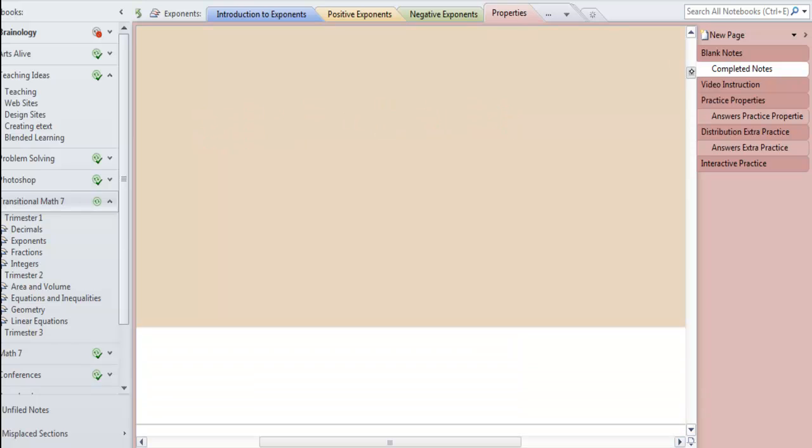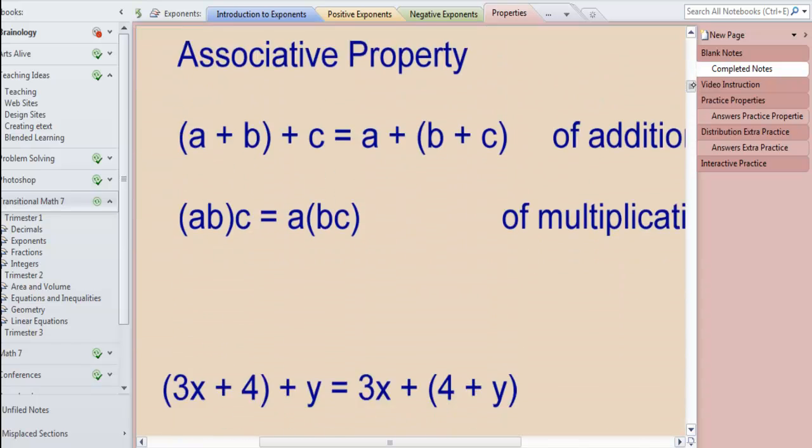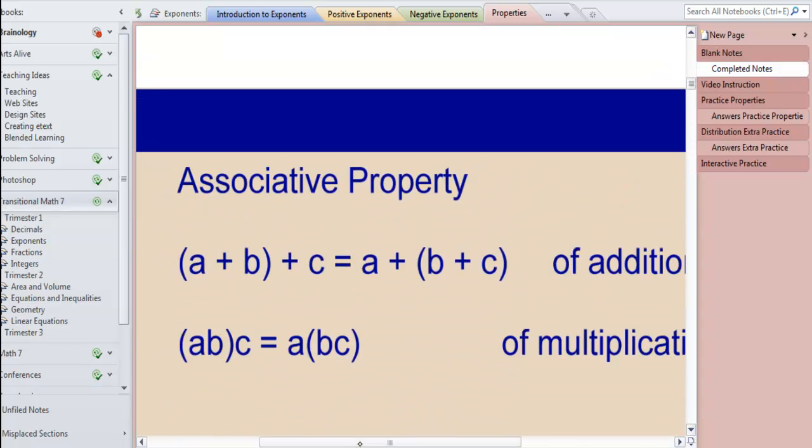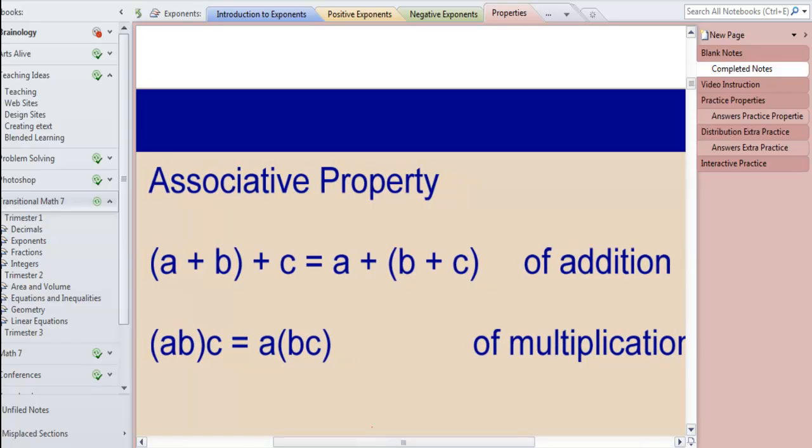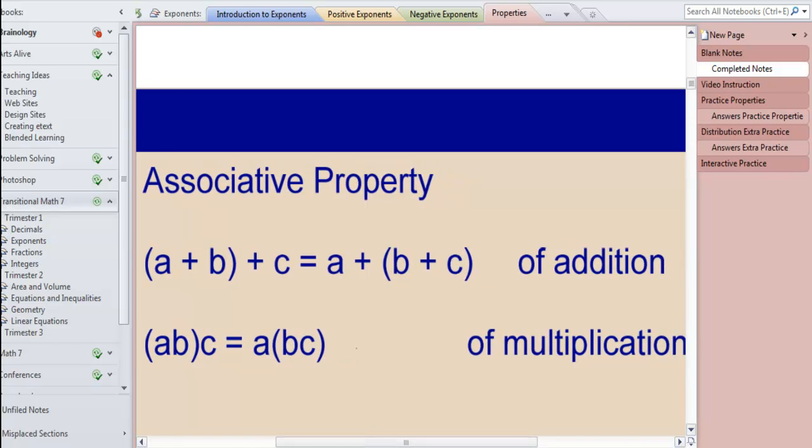So the associative property deals with parentheses, because parentheses in our order of operations mean to come in here and do this first. In the first example with addition, we have A plus B in parentheses, plus C. And since A plus B is in parentheses, we are being told to go add A and B first. On the right hand side, since B and C are in parentheses, we are being told to add B and C first and then add A.